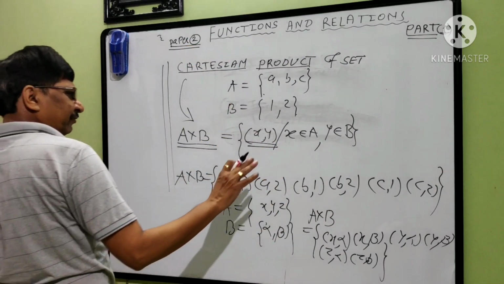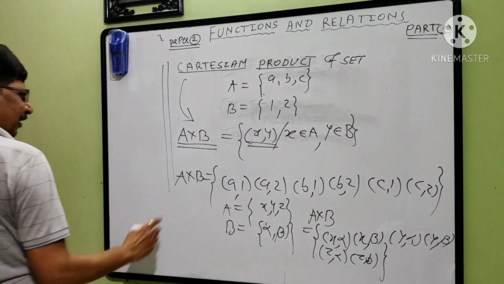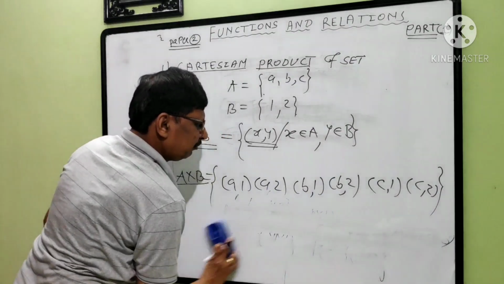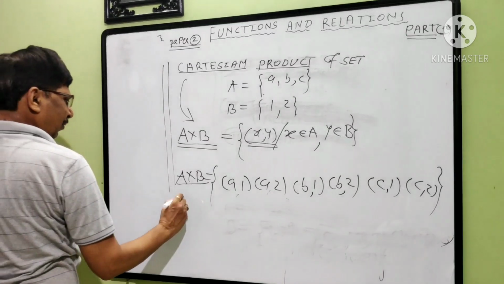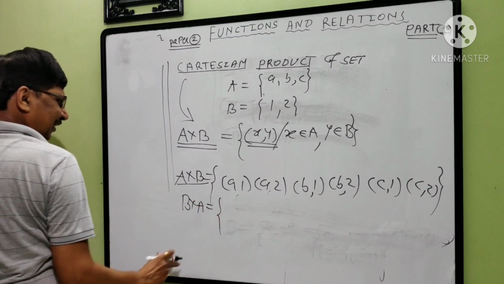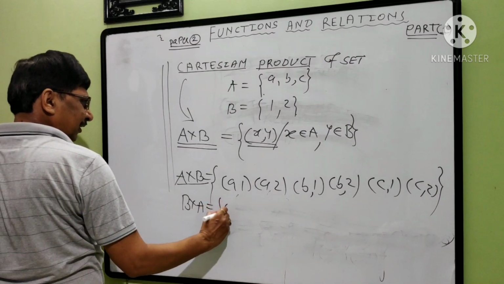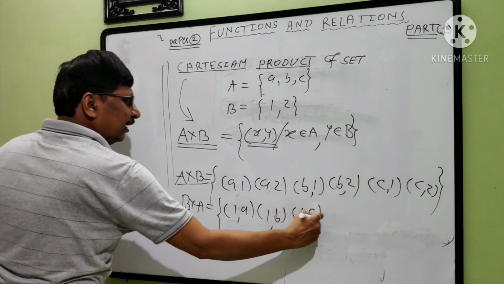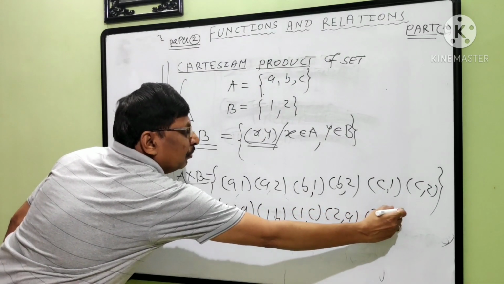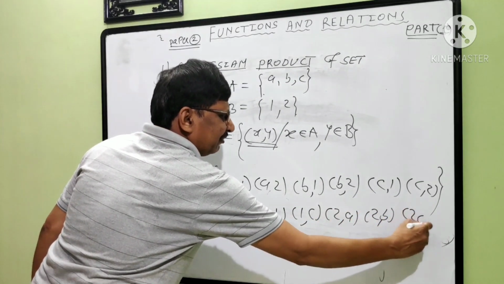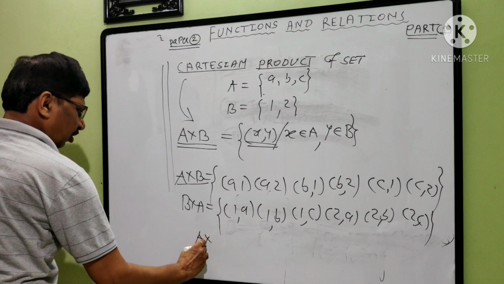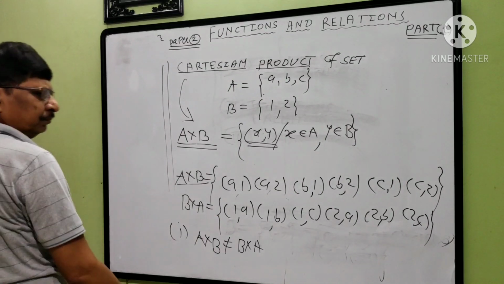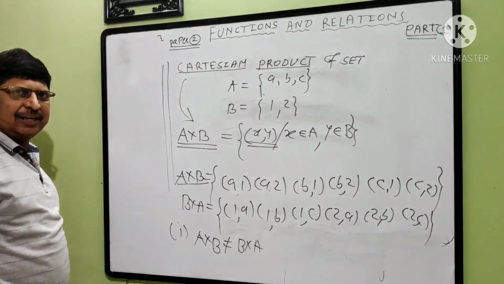Now see here, one thing is very clear. As these are ordered pairs, definitely A cross B and B cross A will not be equal. Now what about B cross A? These are ordered pairs such that the first element belongs to the first set, that is, (1, a), (1, b), (1, c), then (2, a), (2, b), (2, c). So definitely the Cartesian product A cross B is not equal to B cross A. This is the first conclusion.